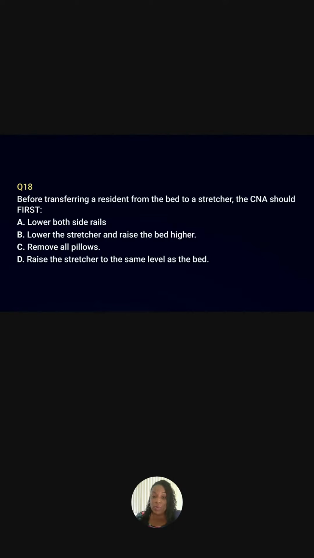Question 18. Before transferring a resident from the bed to the wheelchair, the CNA should first A, lower both side rails. B, lower the stretcher and raise the bed higher. C, remove all pillows. Or D, raise the stretcher to the same level as the bed.